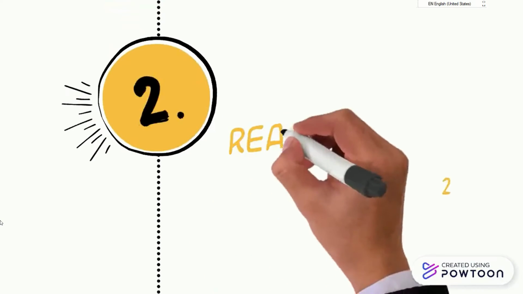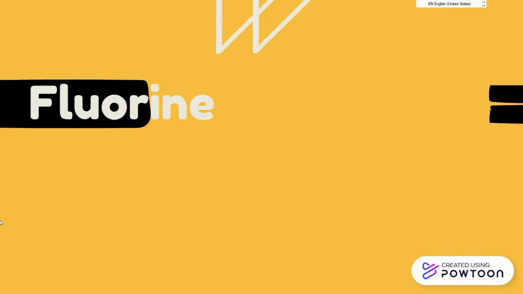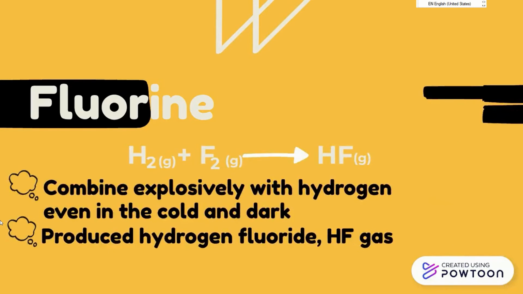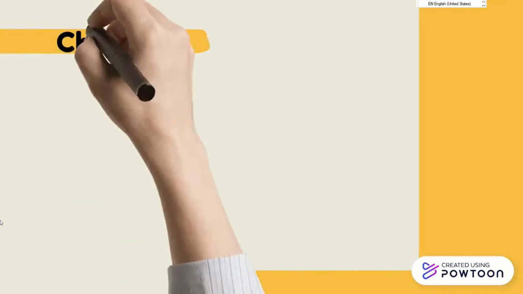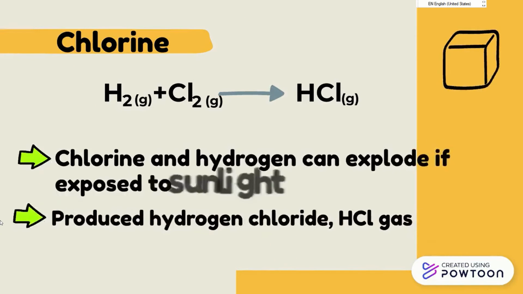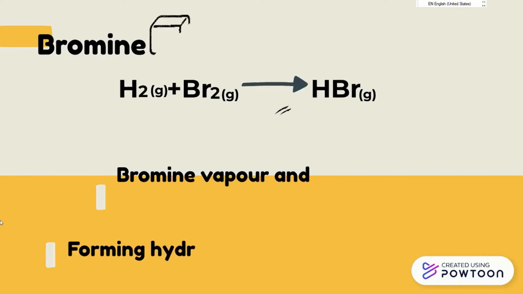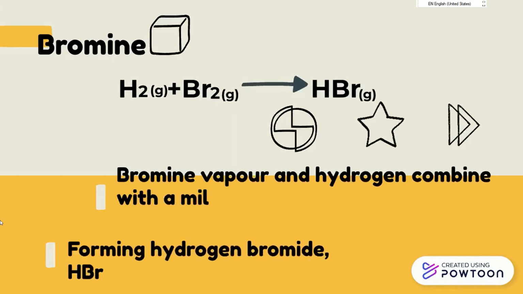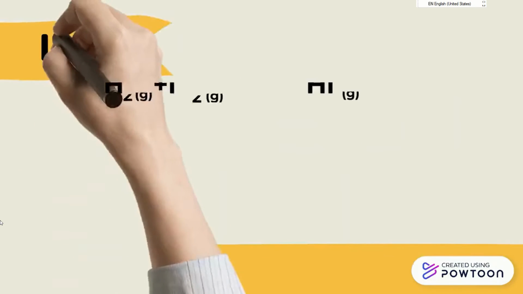Okay, now we move to the second reaction, which is reaction with hydrogen, H2. For fluorine, when hydrogen gas reacts with fluorine gas, it will produce hydrogen fluoride. This reaction combines explosively with hydrogen even in a cold and dark place. Chlorine: when we react hydrogen gas with chlorine gas, hydrogen chloride will be produced. Chlorine and hydrogen can explode if exposed to sunlight or flame. Meanwhile, for bromine, when hydrogen gas reacts with bromine gas, hydrogen bromide will be formed. Bromine vapor and hydrogen combine with a mild explosion if they come into contact with flame.